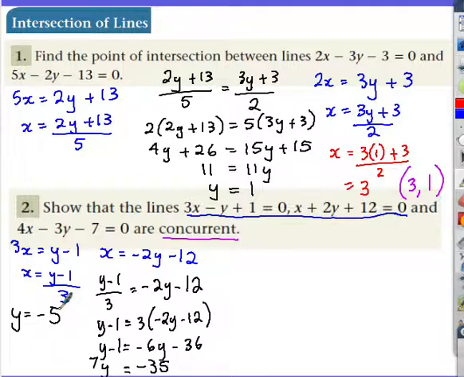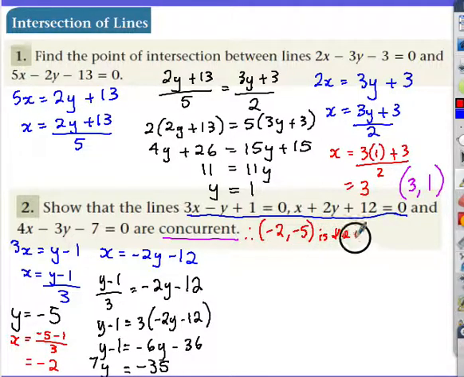So x equals, so we're going to find x. Just substitute the y back into either of these equations for x. So x equals negative 5 minus 1 over 3. Negative 2. What's our point of intersection? Negative 2, negative 5 is the point of intersection.